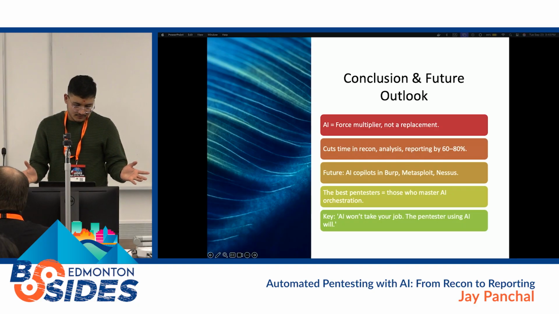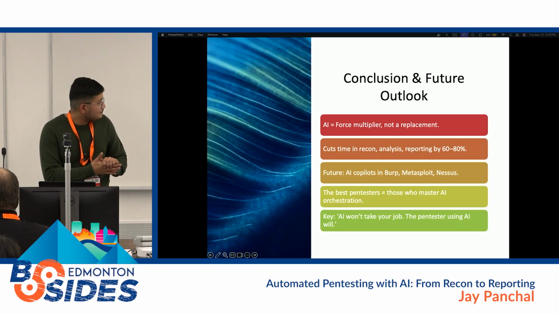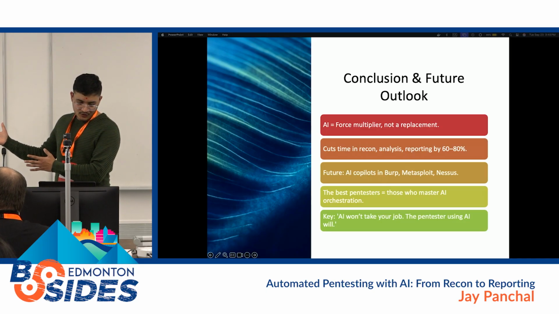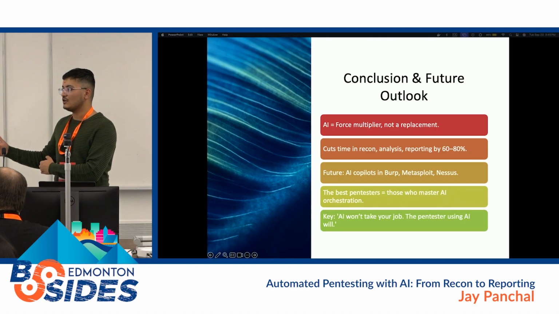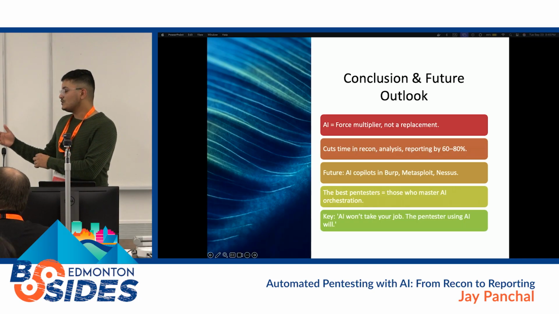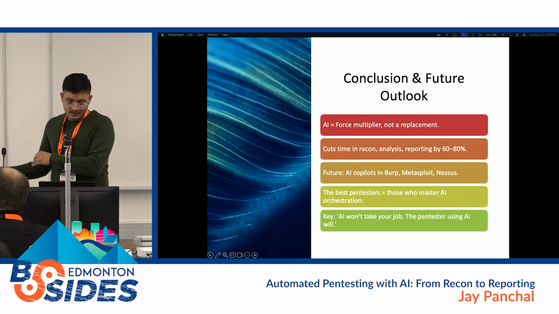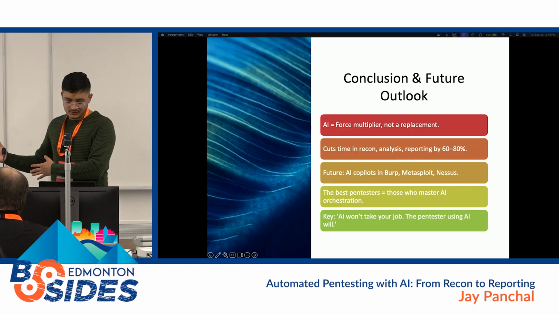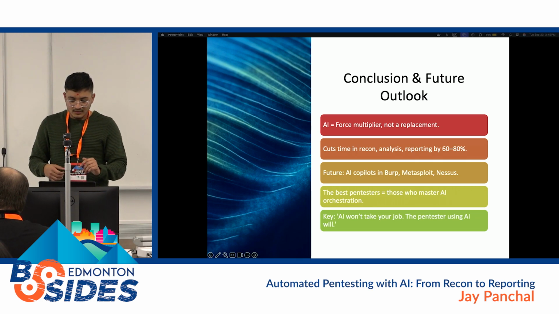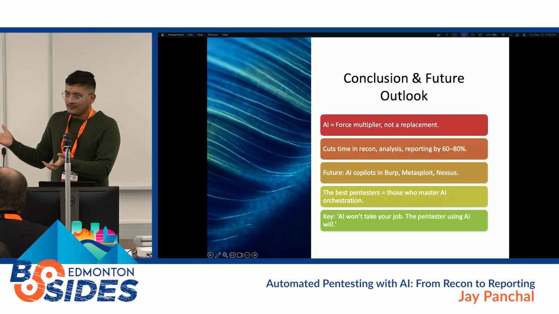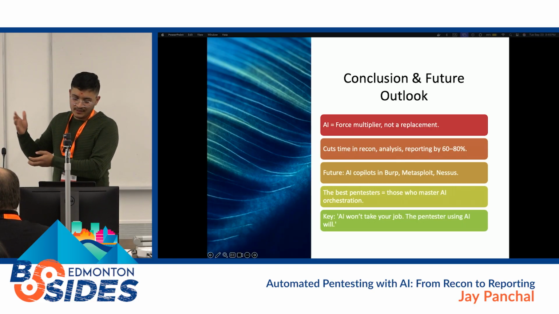In conclusion, AI is a multiplier, not a replacement. It can reduce our time and help us a lot, but you need to use it very precisely and carefully. AI saves 60 to 80% of the time in reporting and the recon process, as you have seen in the demo. And remember, AI won't take your job, but the pen tester using AI will.